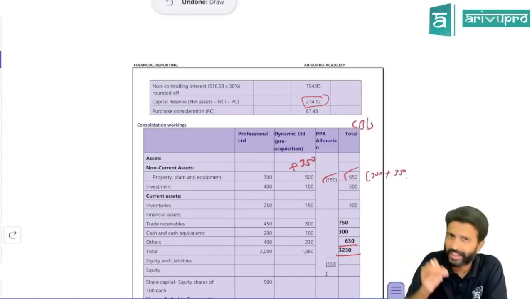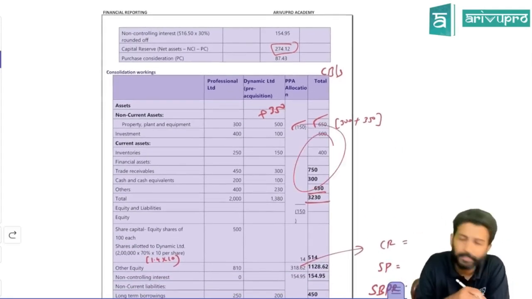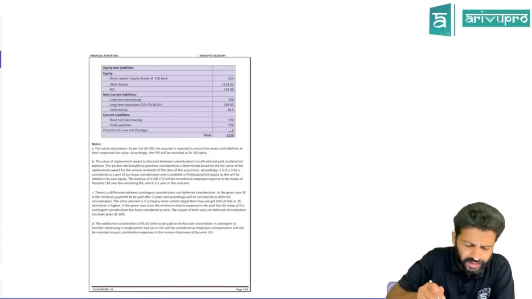Okay, that is one. Don't forget to show goodwill. I think here it's not a case of goodwill. It's a case of bargain purchase gain. Rest of the assets line by line you add. Okay. So now what? Then equity share capital. What is the existing equity share capital?